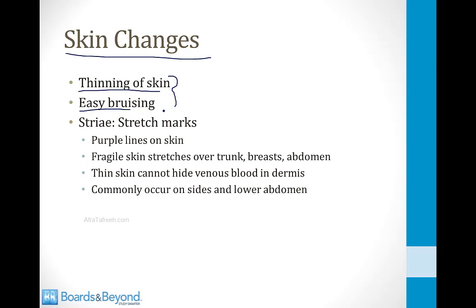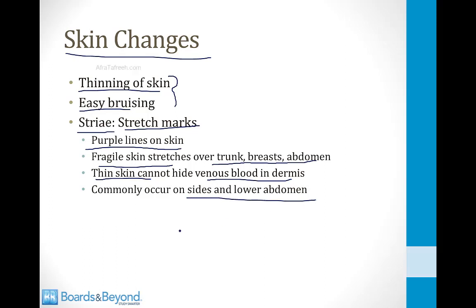In addition, Cushing's syndrome causes striae, which are stretch marks usually on the abdomen. These are purple lines on the skin. They occur because the fragile skin stretches over the trunk, breasts, and abdomen, and the thin skin cannot hide venous blood in the dermis. Usually you see these in the abdomen, either below the umbilicus or on the sides of the abdomen. If you Google this, you can see lots of pictures of patients who have Cushing's syndrome and have dark purple striae on their abdomen.